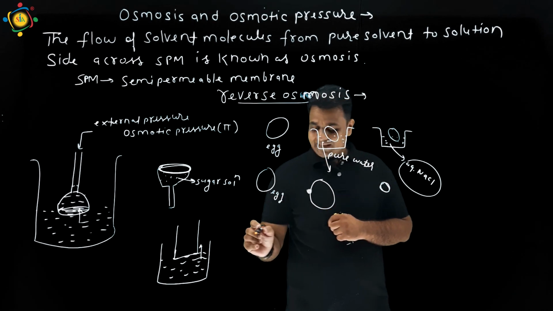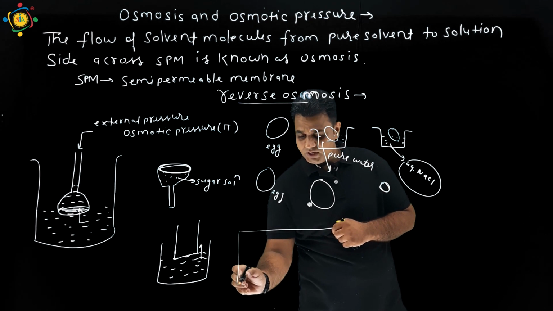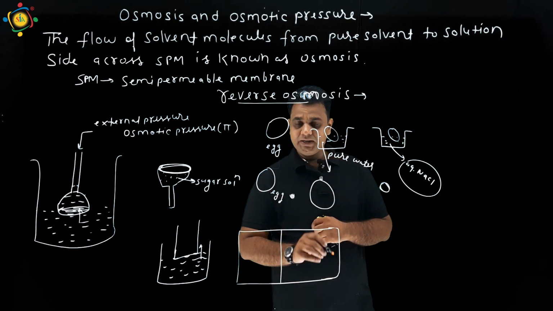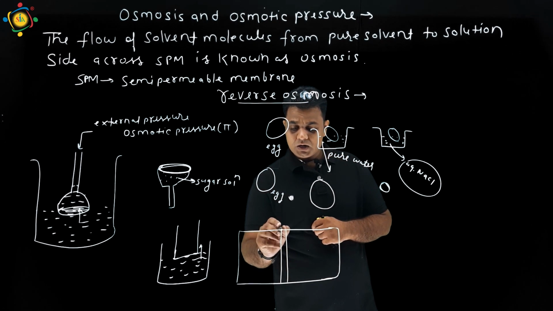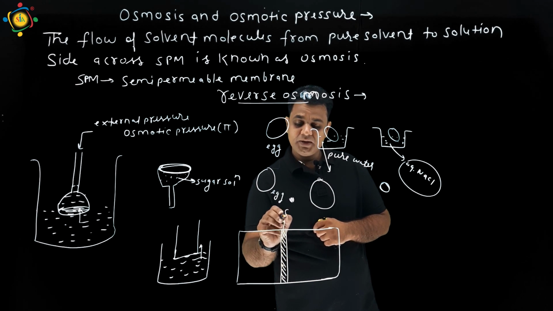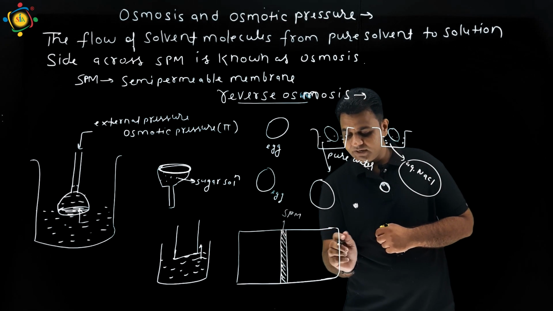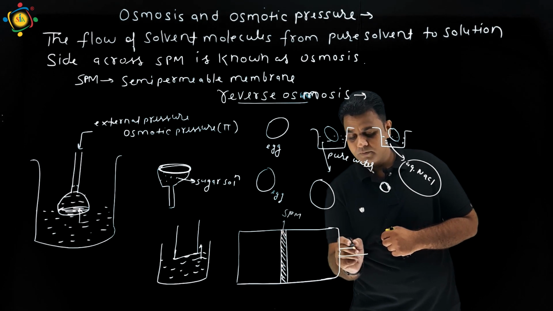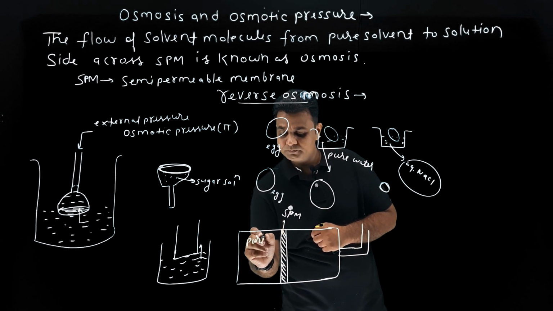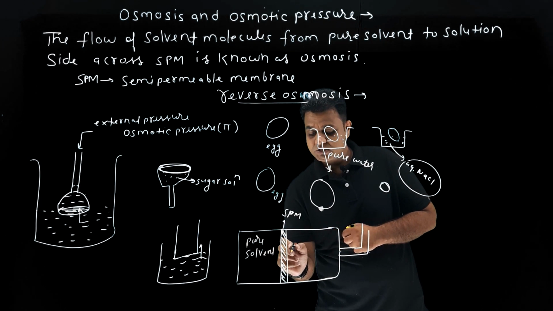So we can draw one diagrammatic representation here to understand reverse osmosis. Students, one container with a semi-permeable membrane SPM fitted inside this container, and this is the pure solvent and this is the seawater.